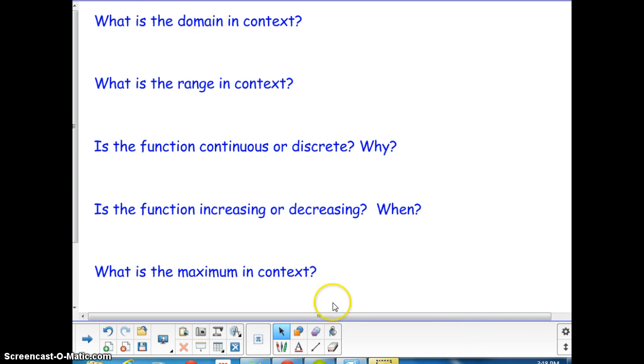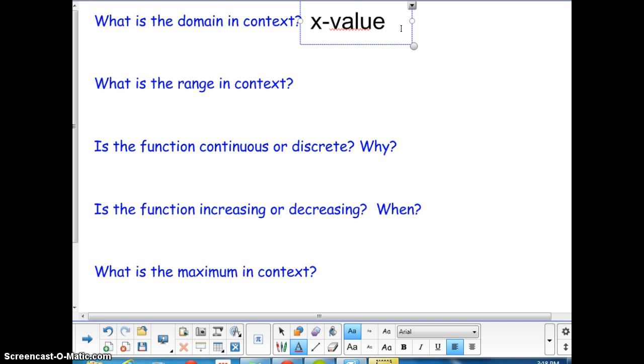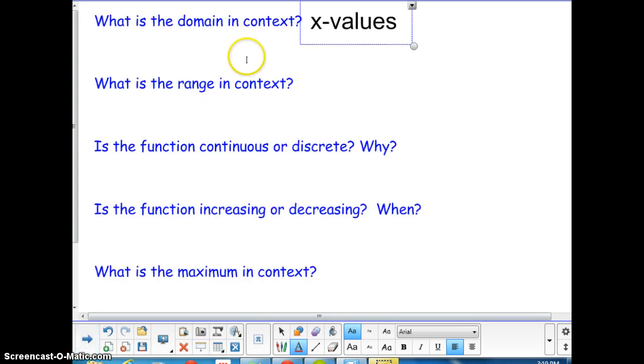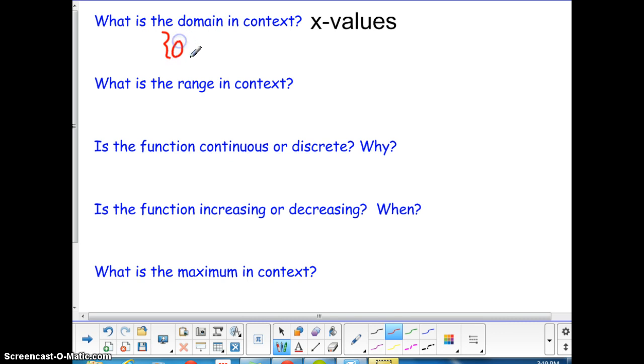So what is the domain in context? The domain is going to be the x values. If we look back on our table, the x values are 0, 1, 2, 3, 4. They're going to be the integers and 0. So I'm going to write that as a list of numbers: 0, 1, 2, 3, and then I'm going to keep going with the ellipsis, dot, dot, dot, to say you could keep going. Now, can you keep going forever? Probably not, but we don't really know where the end point is.